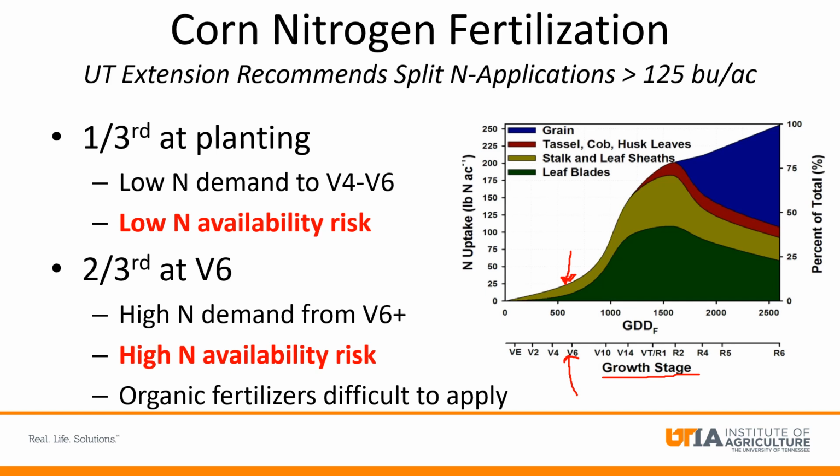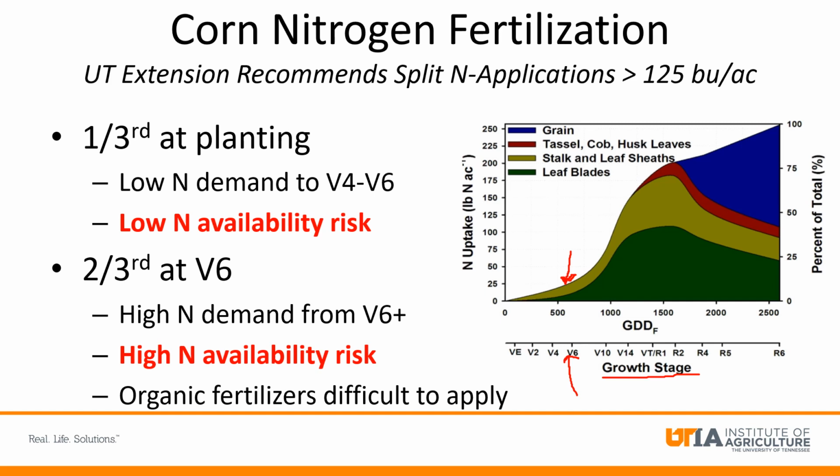2/3 is applied at V6. The split application obviously lowers the risk associated with a very large application of nitrogen fertilizer at planting. There could be significant losses, for example, with high rainfall rates following planting.